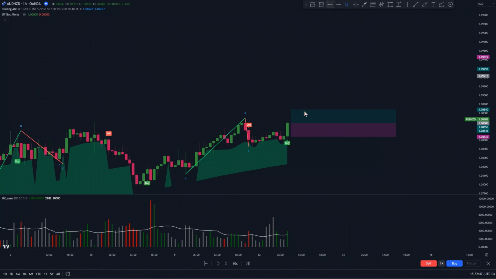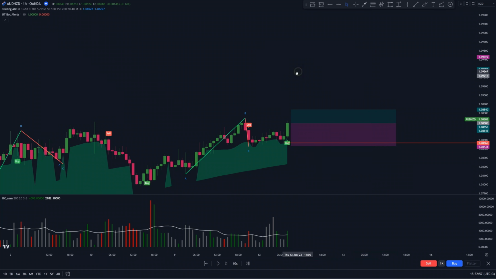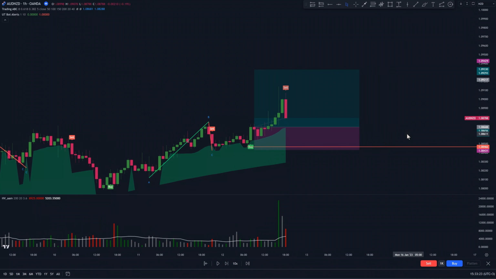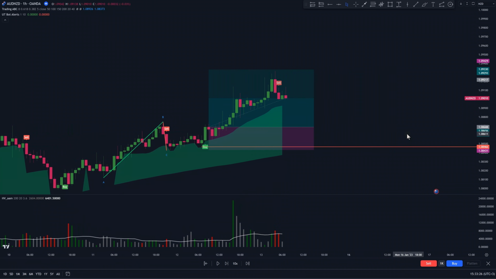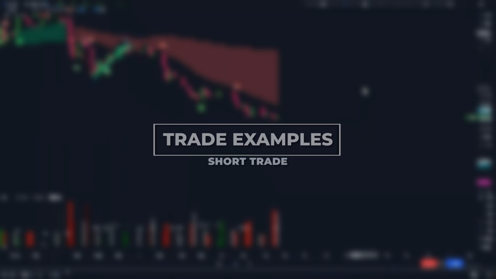The stop loss is going to be set below the most recent swing low. For the take profit, we're going to set it at 2.5 times the risk. We let this trade run and take profit. For short trades, we're just going to reverse all the conditions.